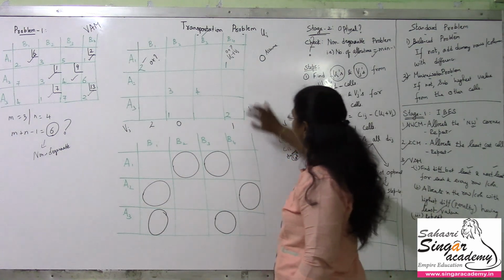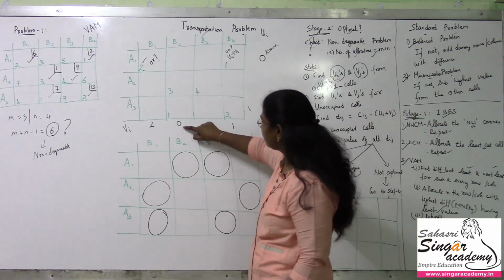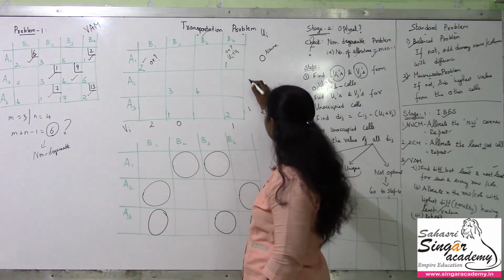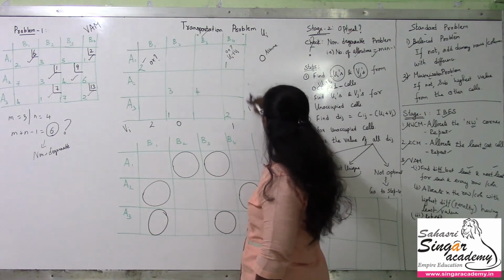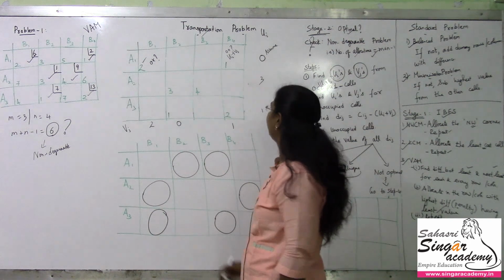So I started here and I finished till here. I have to find these two values. Yes, obviously I have 0 here. If I take 3 here, 3 plus 0 is 3, so yes, done.